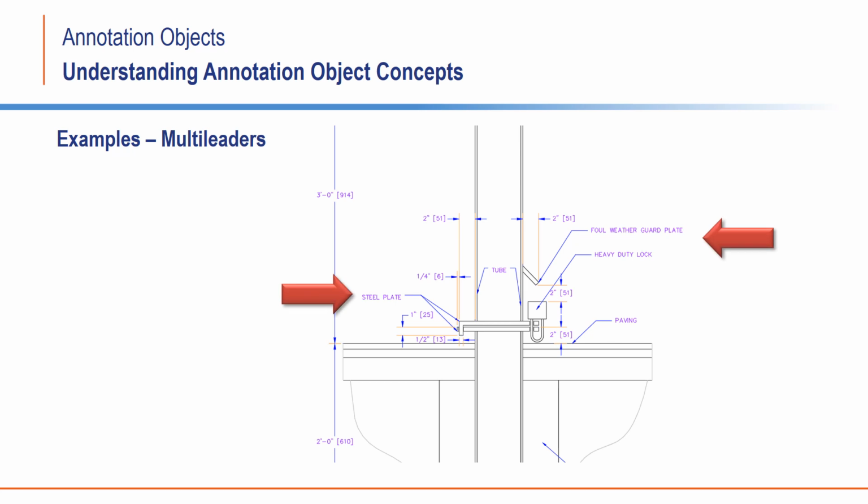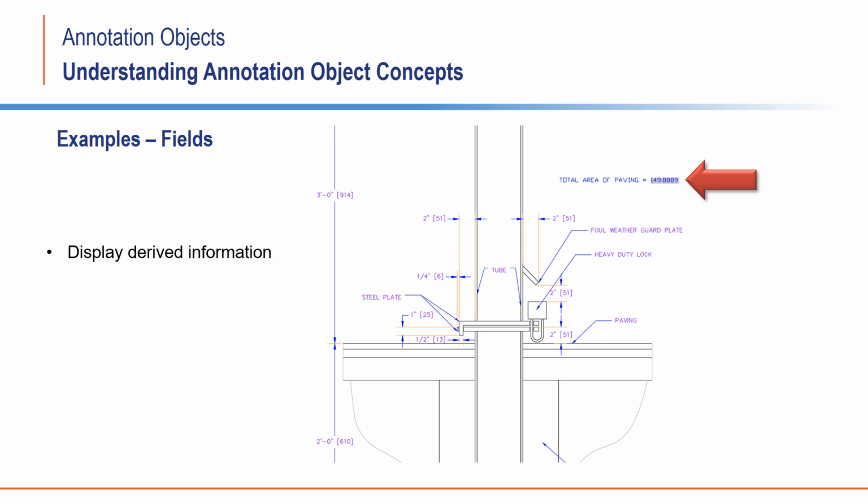Multileaders, which consist of a line or spline with an arrowhead at one end and text or a symbol at the other, are often used to label specific items. Fields are a special type of text that display information derived from the drawing, such as the area of an object or the date the drawing was created, and update automatically as changes occur.